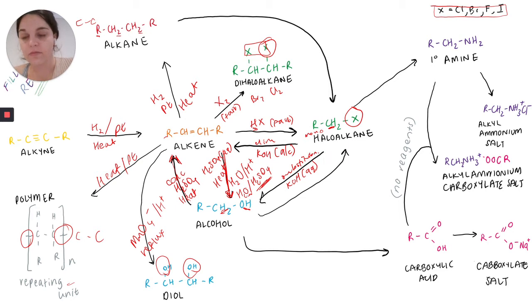Let's just look at an alkane to a haloalkane. We also use X2 here, but remember it's really slow, so you'd have to use UV as well to speed that up.